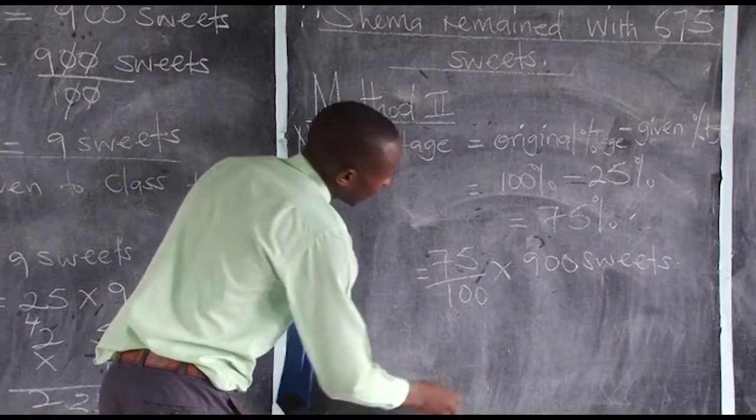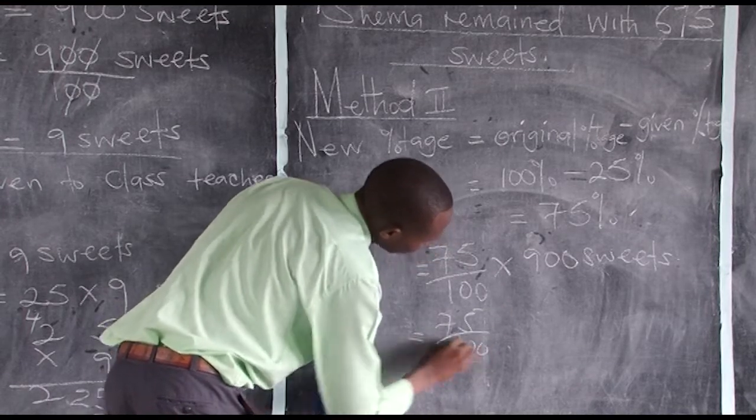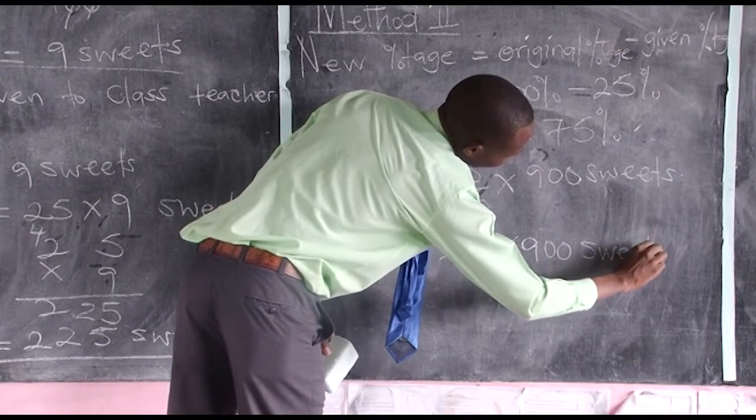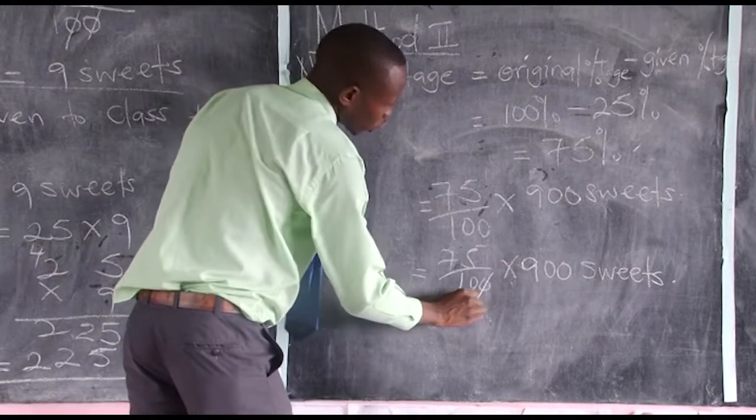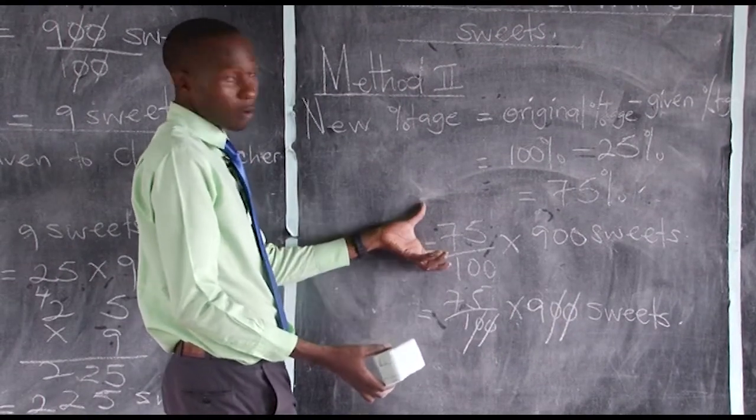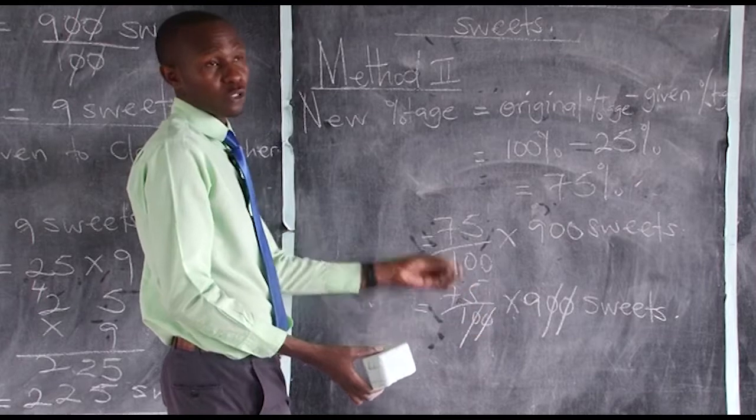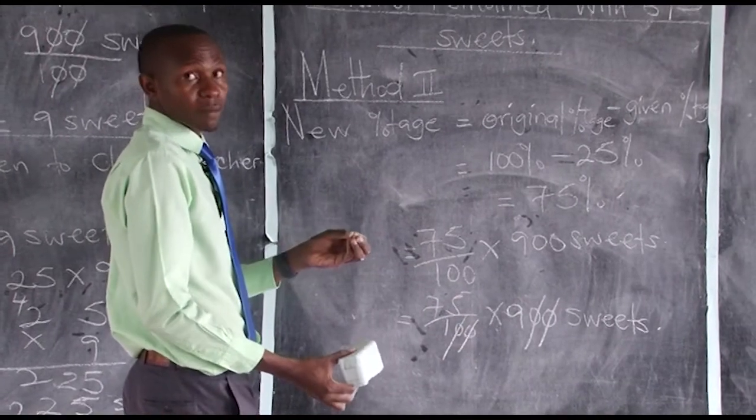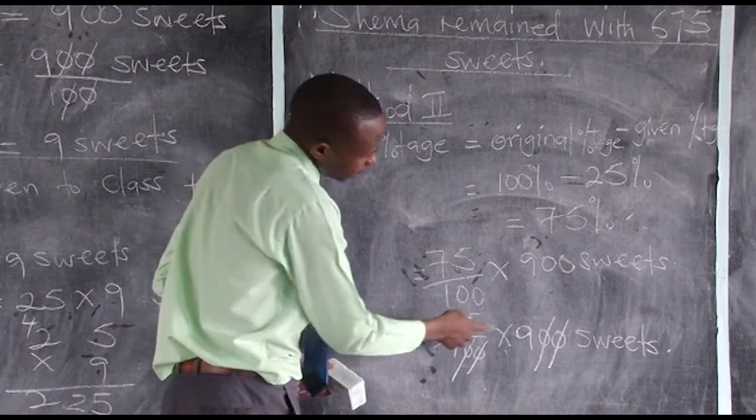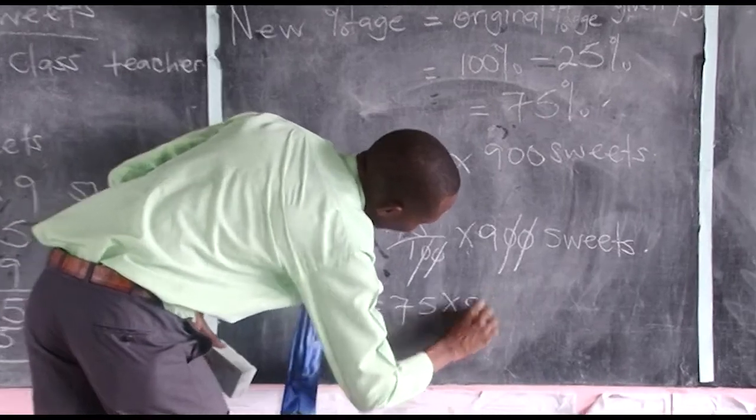So I'll say 75 out of 100 times 900 sweets. This will go with this. I've just copied this statement here from up. After pasting, we will cancel out. One should declare working to the examiner. So from there, what are we remaining with? We are remaining with 75 times 9 sweets.